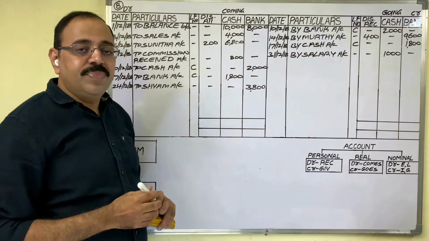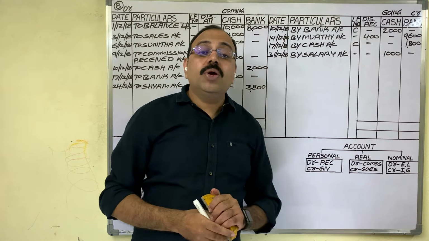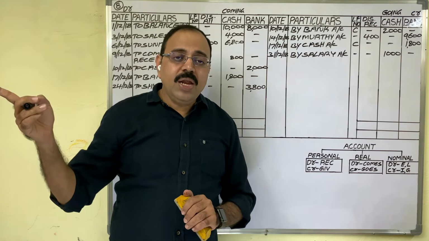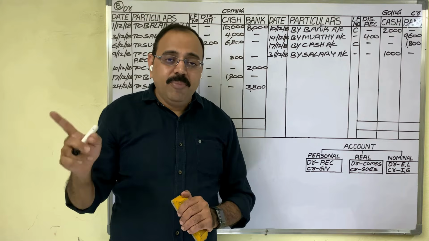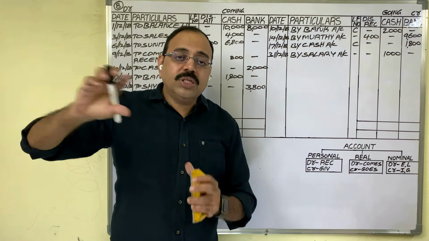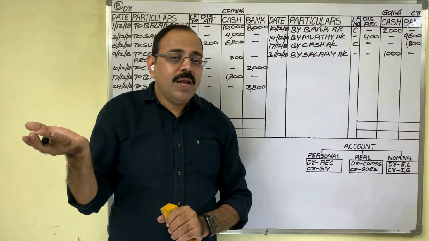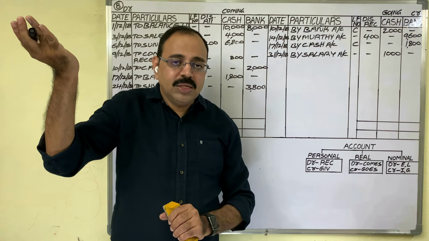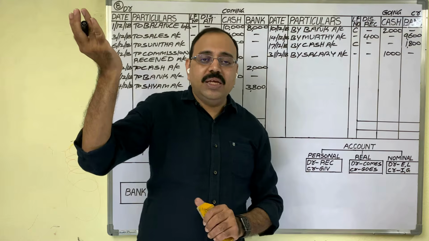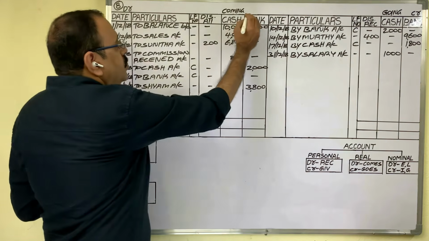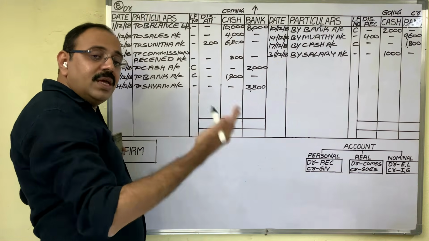Come to bank column. Bank account is a personal account. Personal account rule: debit the receiver, credit the giver. If banker is a receiver, it means some money is going to be deposited in our bank account. Then what happens to our bank balance? Bank balance increases. So if banker is a receiver, our bank balance increases and it comes on the debit side of bank account.